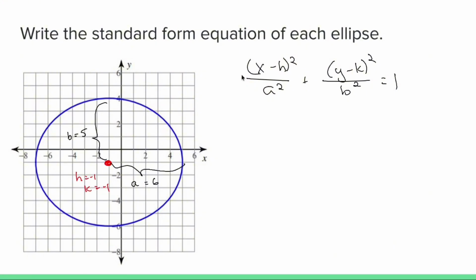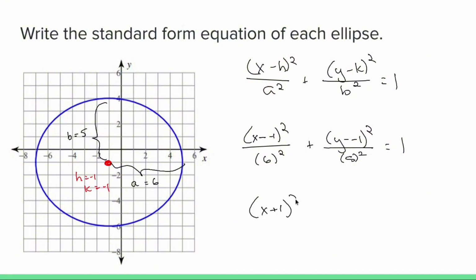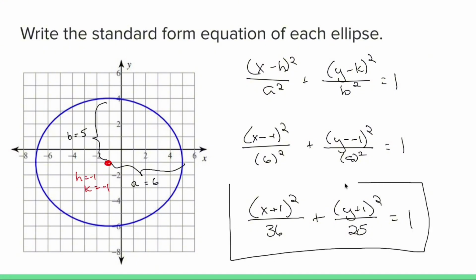Now I have all the information that I need to write stuff out and clean stuff up. So I have (x minus -1) squared over a, which is 6 squared, plus (y minus -1) squared over b squared, which is 5 squared, equals 1. So let's clean this up and finish the problem. (x + 1) squared over 36 plus (y + 1) squared over 25 equals 1. That is the equation of that ellipse right there.